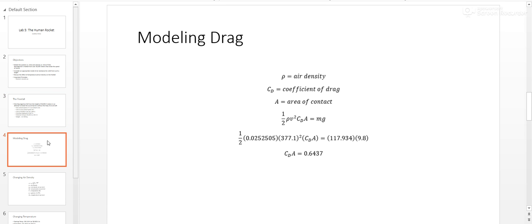In order to model the drag for the system, I used the equation 1/2 rho v squared times c sub d times A equals m times g. For v, I used the max speed achieved, which was 377.1 meters per second. For rho, I found it by using an online calculator to find the air density at the height at which the maximum velocity was achieved. And then I solved for c sub d times A, which I used as the coefficient for drag in the code.